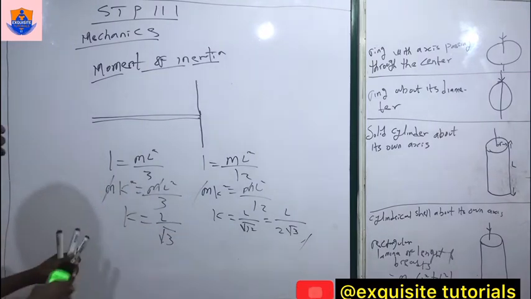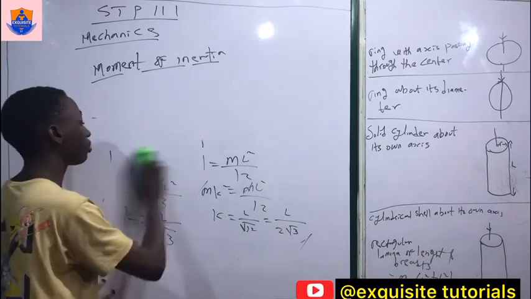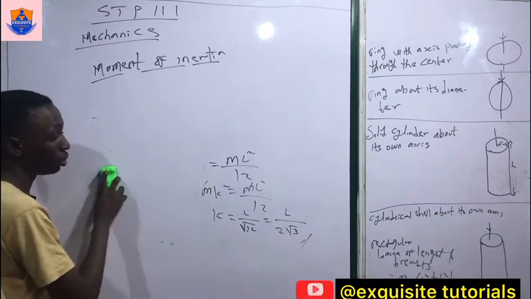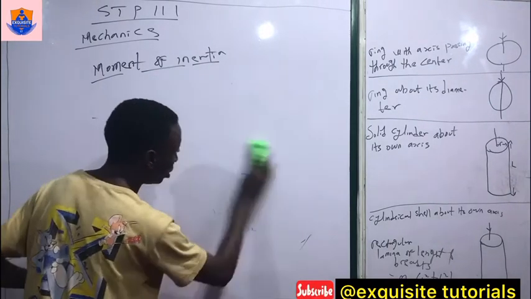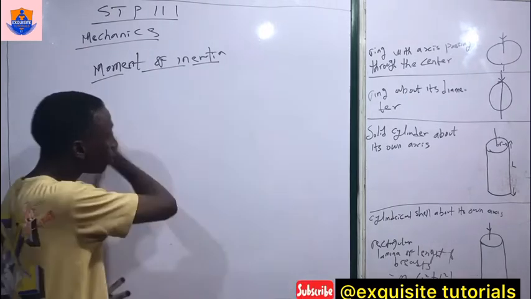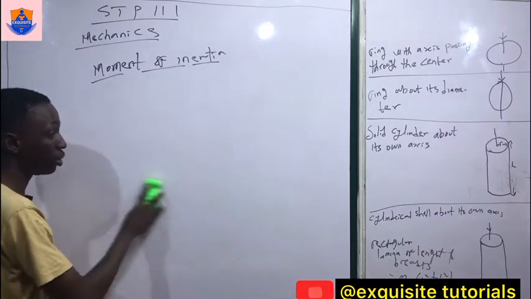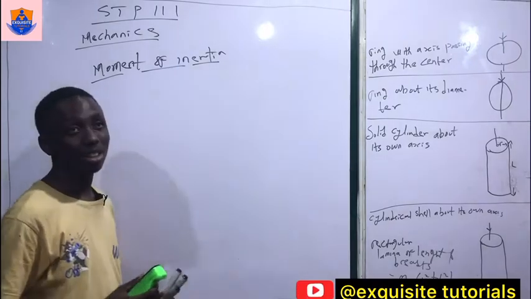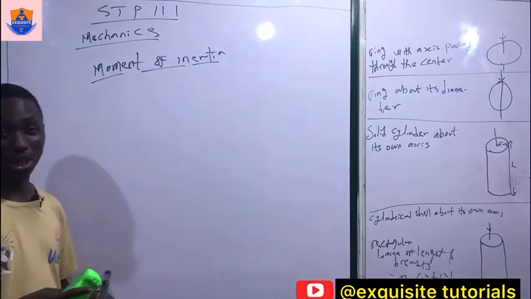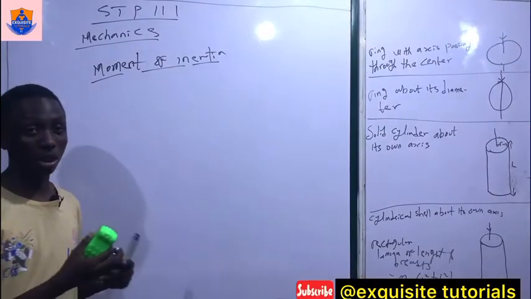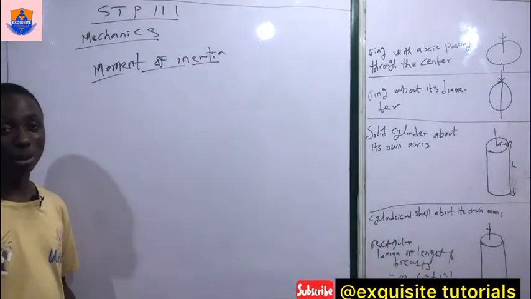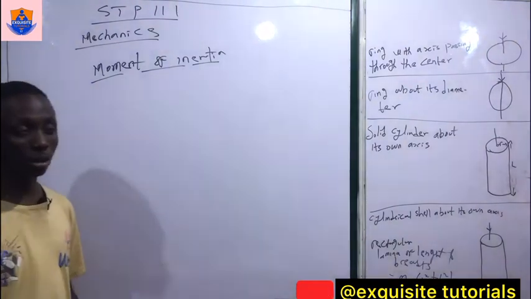So these are just the formulas connecting moment of inertia of different bodies. There are more than this. The formulas are very many. If there are any formulas that were not mentioned here, do mention them in the comment section and we'll treat them in our subsequent videos.